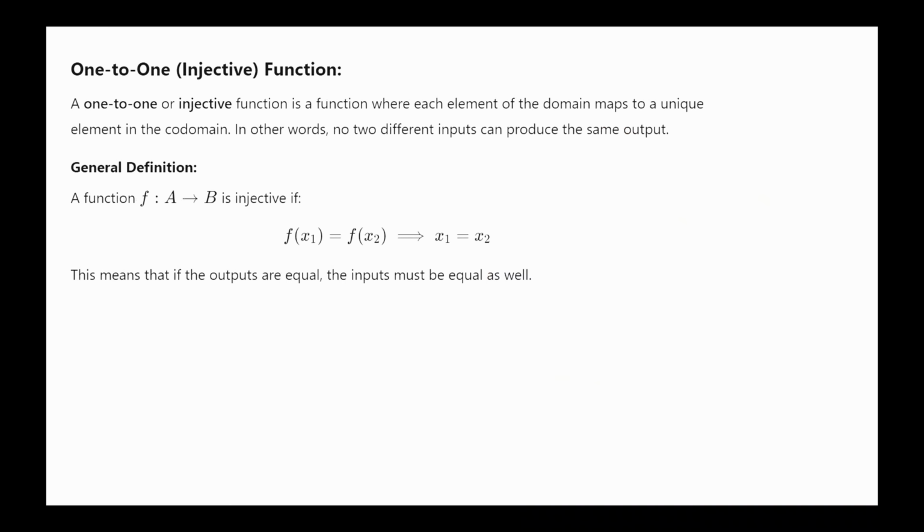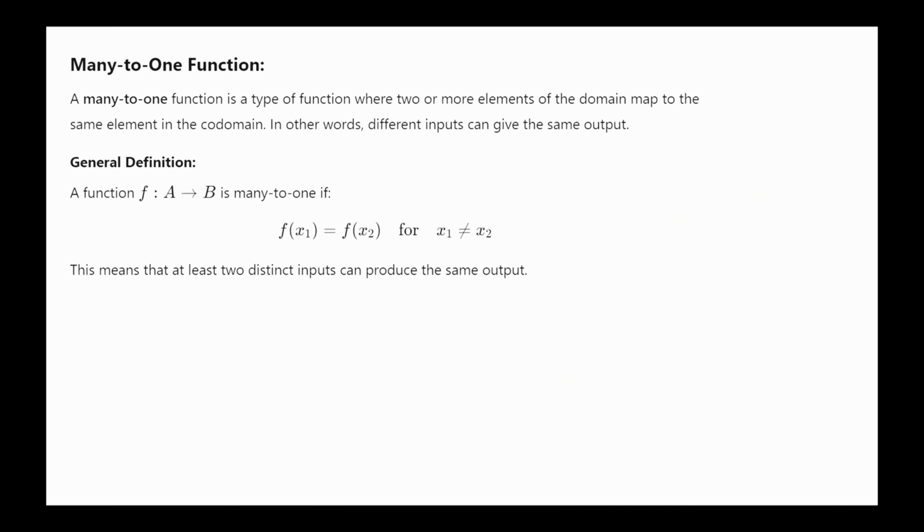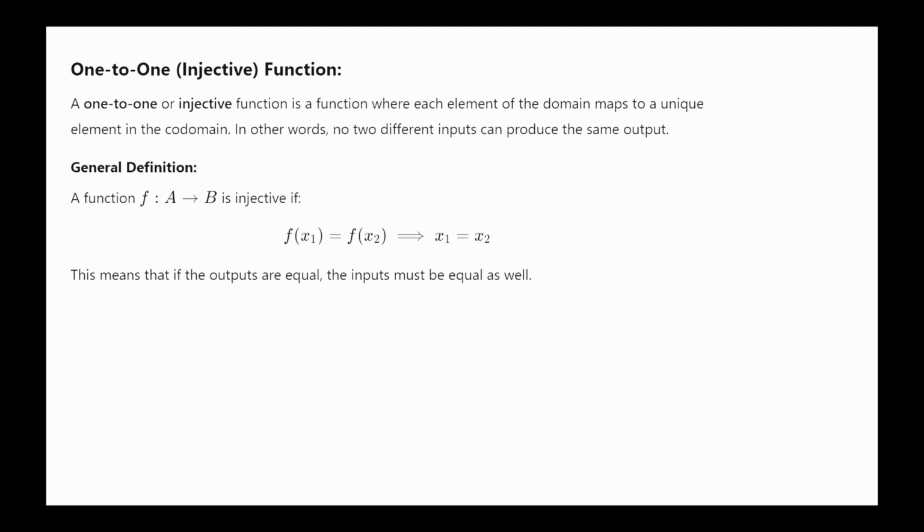It is not known as any other name. 1-1 function is known as injective function, and when we will be studying the contrast of this, which is many-1 function, it is not known as anything else. 1-1 is injective. So what do we mean by 1-1 function? This means that for every value of x, there is a different output. For every x, there is a different y.